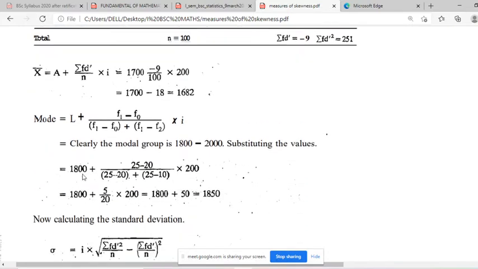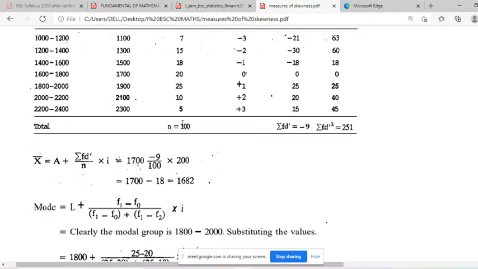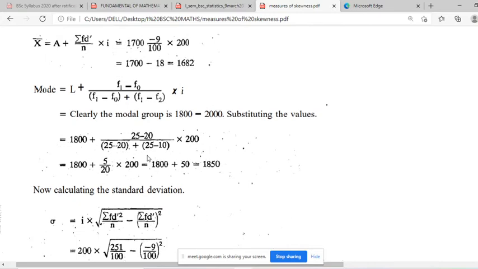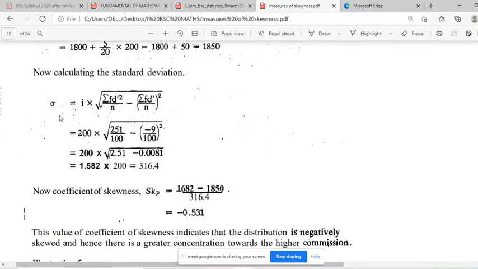So you have to use that information. Lower limit of the modal class, that is 1800, plus f1 minus f0, that means 25 minus 20, divided by 25 minus 20 plus 25 minus 10, f2 being the frequency of the class after the modal class, into C, that is the class interval. Class interval is actually 200, because 1800 then 2000. So you can apply that formula here, then you will get 1850. Moreover, you can find out the standard deviation value: sigma equal to C into root of, this is the formula for computing standard deviation. So C is 200 into root of, you can substitute all this information, so you will get 316.4.